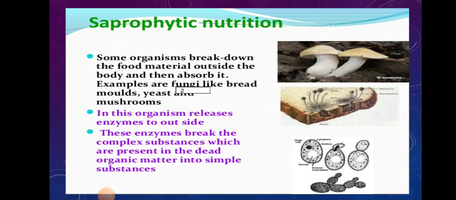Okay, saprophytic nutrition. Some organisms break down food material outside the body, as I have already discussed with you, and then absorb it. Example is fungi like bread molds, yeast and mushrooms. These all are organisms that show saprophytic nutrition. These organisms release enzymes outside the body. These enzymes break down the complex substances which are present in the dead organic matter into simple substances. I told you the solid matter is converted into semi-solid or liquid state, which is in turn sucked by the body wall of these saprophytic organisms.